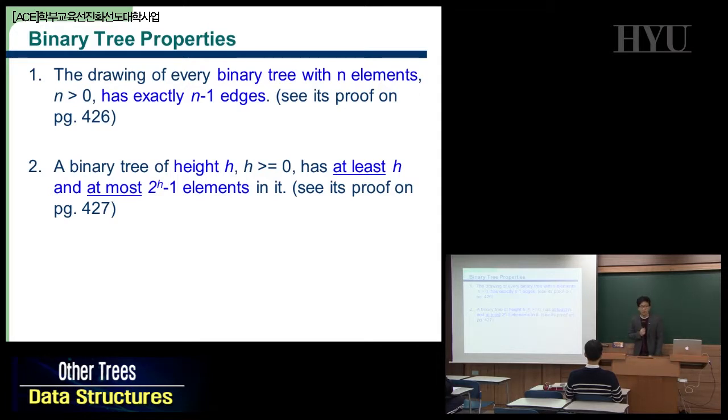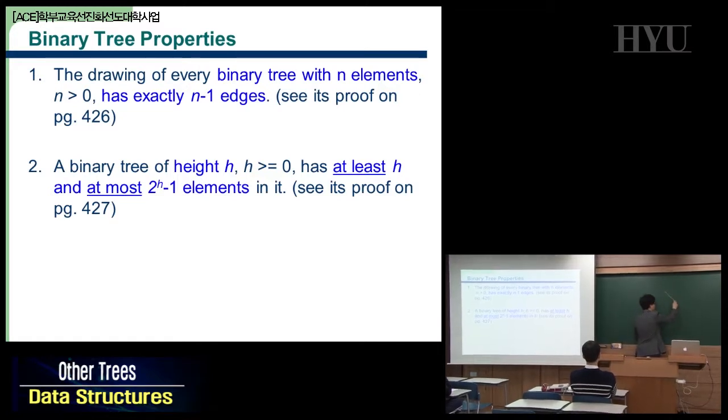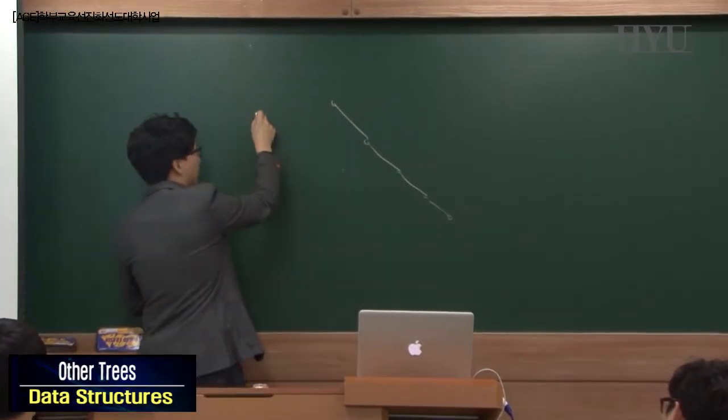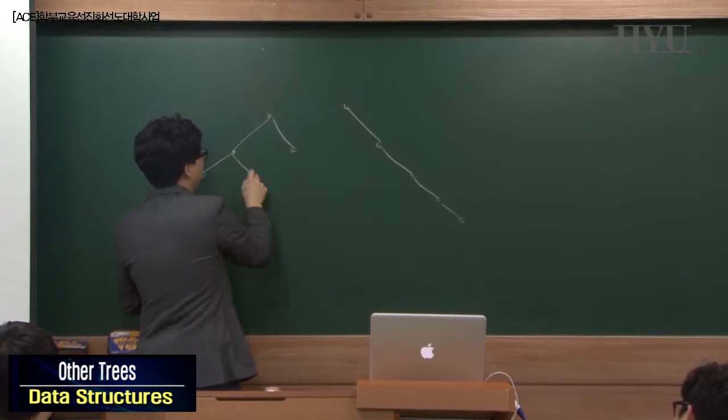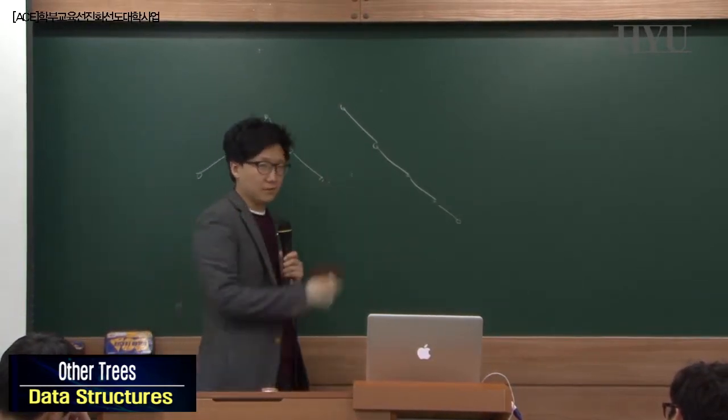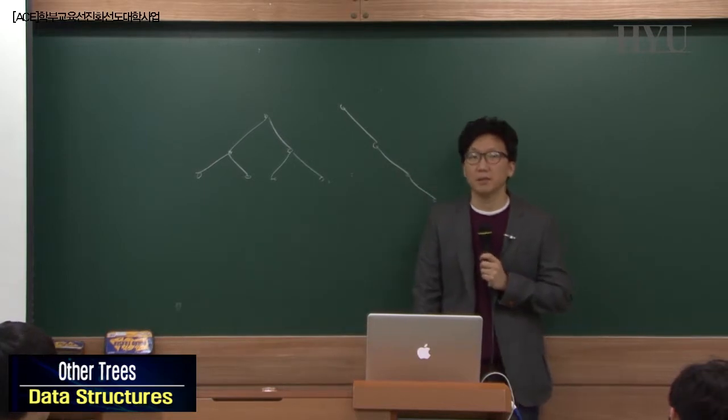Hopefully you took a look at the proofs on pages 426 and 427. In two days, hopefully you look at the examples and proofs there in order to prove these three properties. But if you were too lazy and didn't look at it, then the pictures you might want to remember are the extreme cases, or full binary trees like this. Using this, you can actually prove some of it nicely.